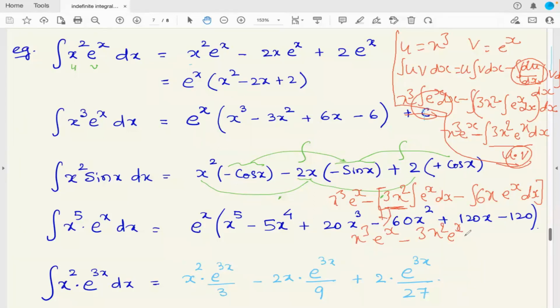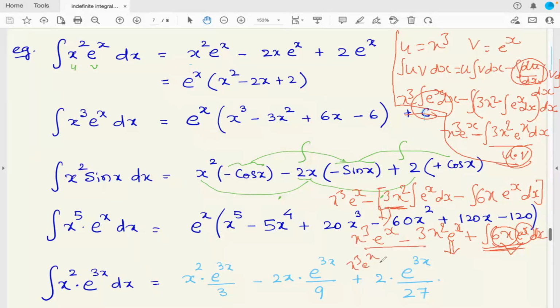And if you look here again, 6x e to the power x dx. Again, it has come in the form of integration, remaining in the form of integration with a product of two functions, in which one is an algebraic function and one is an exponential function. So again, we have to apply by parts here. So what is the result now?